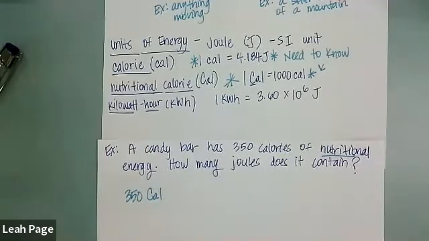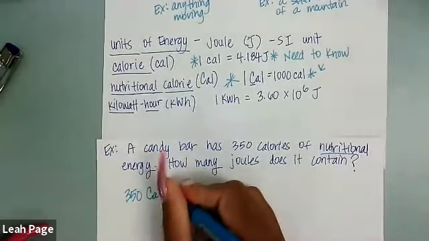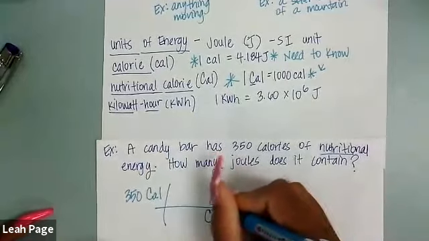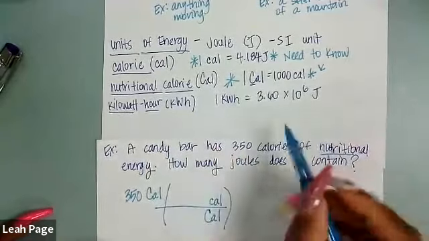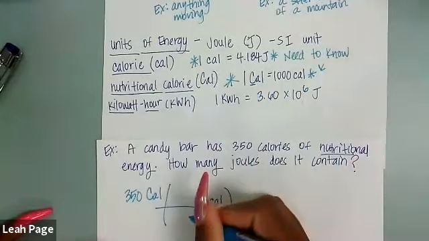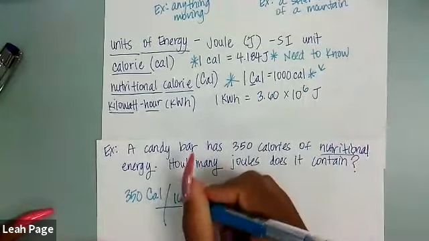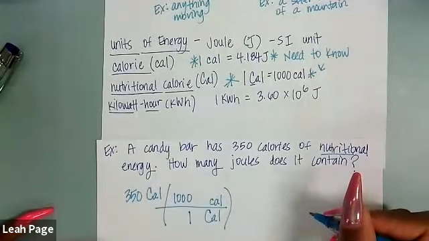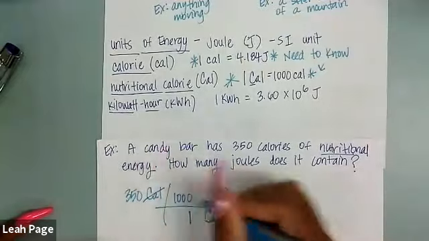What do you guys think I need to go to? What's my first step? You need to convert to little calories, exactly. So I'm going to say big C calories to little C calories. The conversion is right here: 1 big C calorie equals 1,000 little C calories. So I'm out of big C calories.